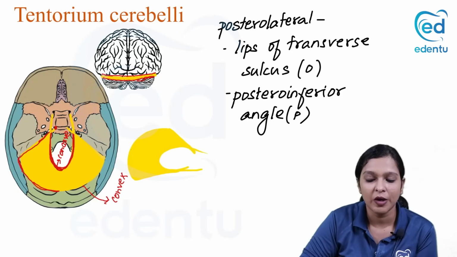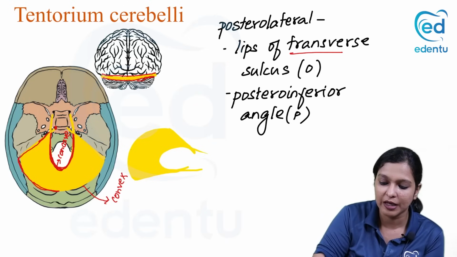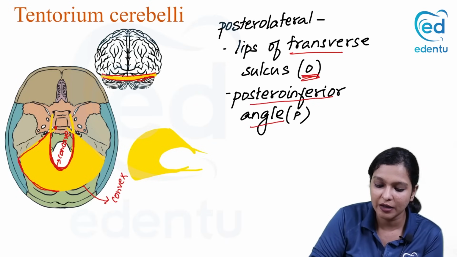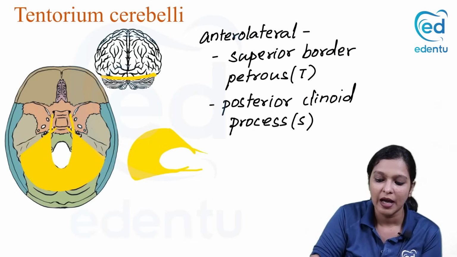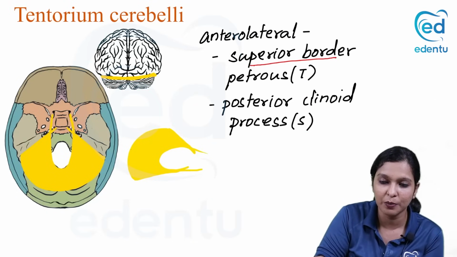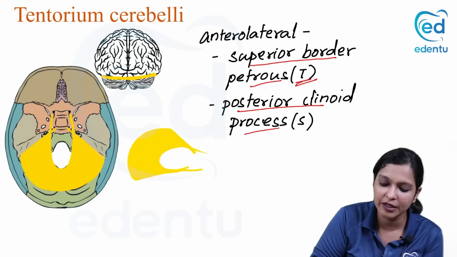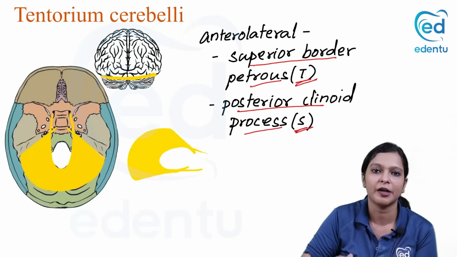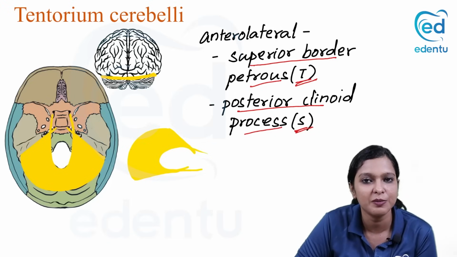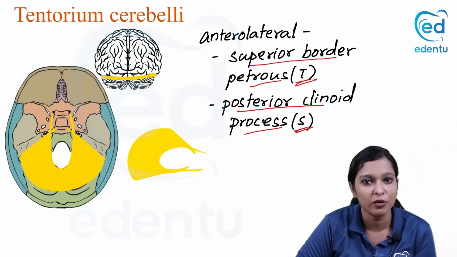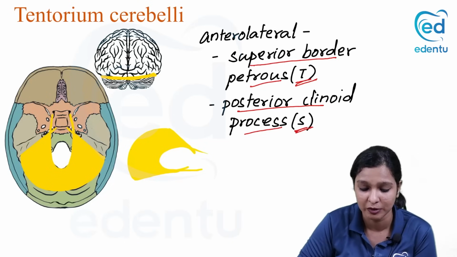So we already saw posterolateral to the transverse sulcus of occipital bone, posteroinferior angle of parietal bone. Anterolaterally, it is attached to the superior border of petrous part of temporal bone and posterior clinoid process of sphenoid. So this is the attachment of the attached border. You can divide it into posterolaterally two bones and anterolaterally two bones.